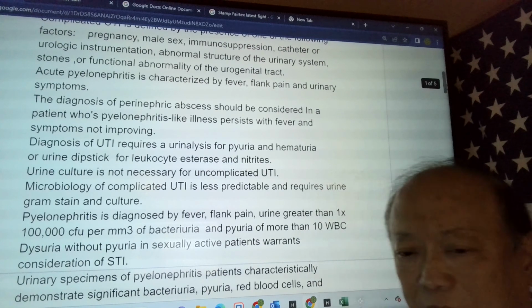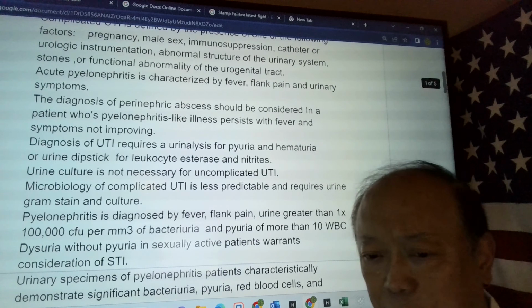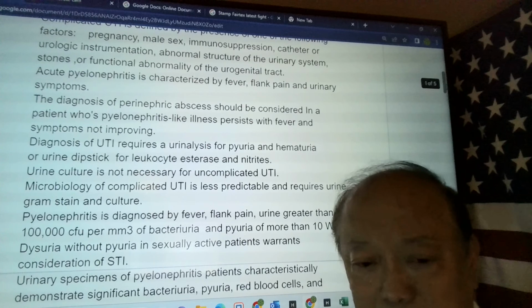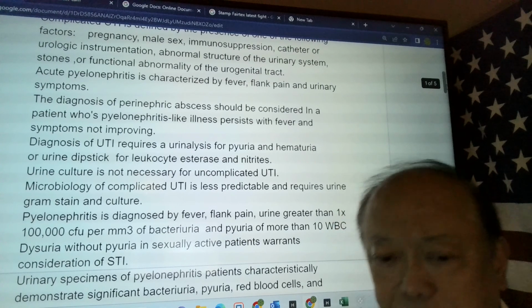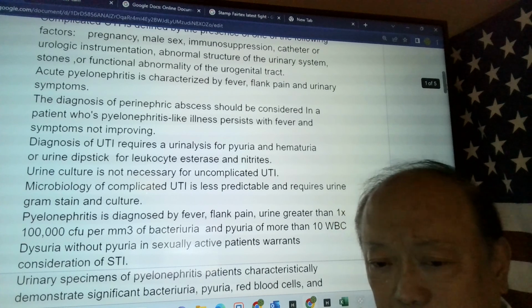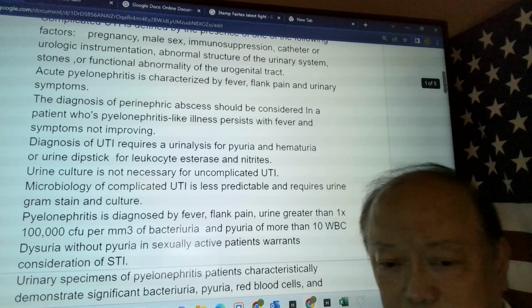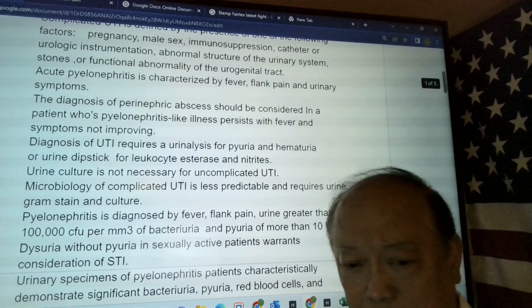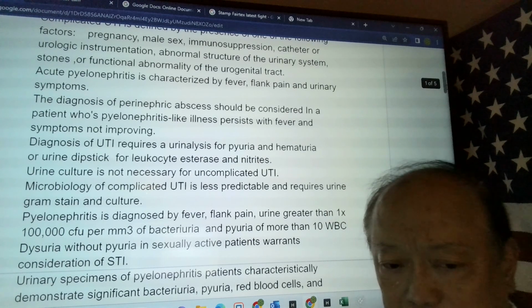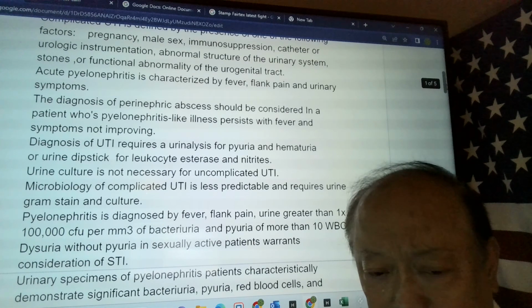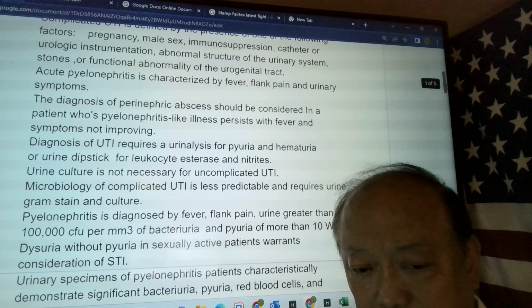Pyelonephritis is diagnosed by fever, flank pain, urine greater than 10 to the fifth colonies of bacteria. The pyuria of more than 10 white blood cells also defines pyelonephritis on the urinalysis, 10 to the fifth or 10 WBCs visualized on high power field.